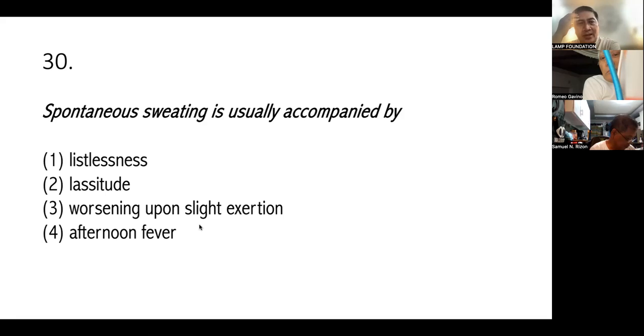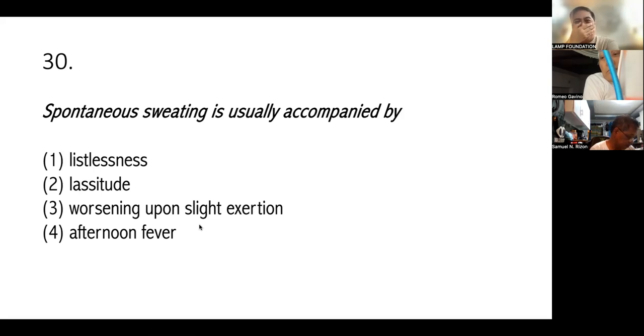Okay. Are you familiar with yung circulation ng Wei Qi, defensive Qi? Yes, Doc. Okay, can you tell us ilang beses siya nagsisirculate sa isang araw? Let's say sa daytime, sa isang araw. Hindi ko alam, Doc.